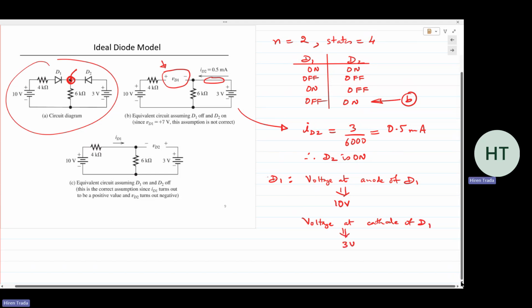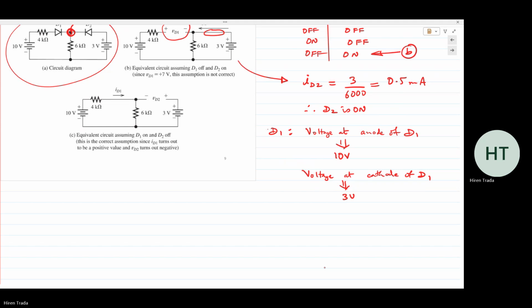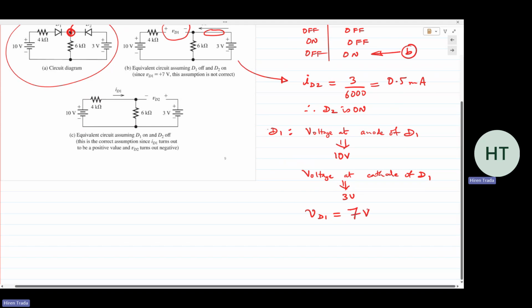So what is the voltage difference? 7 volts, with the polarity of VD1 equal to plus 7 volts. So that's our analysis result, that the diode voltage is 7 volts. If the diode voltage is plus 7 volts, the diode should be on. That means our assumption is incorrect.